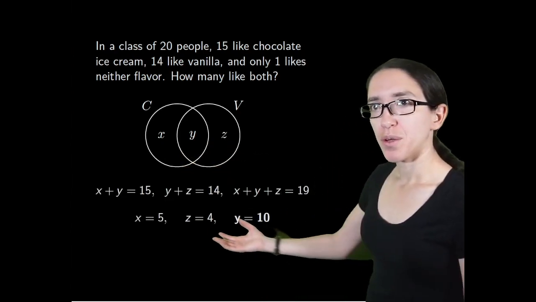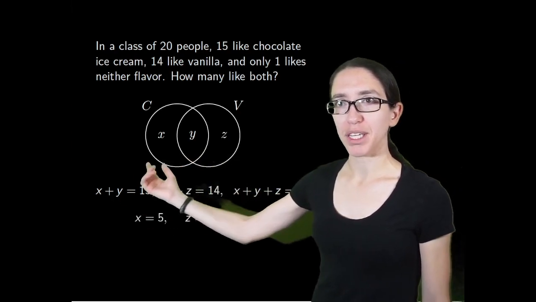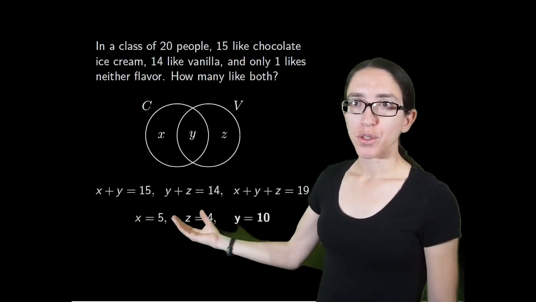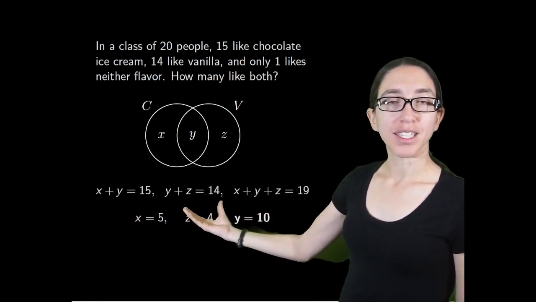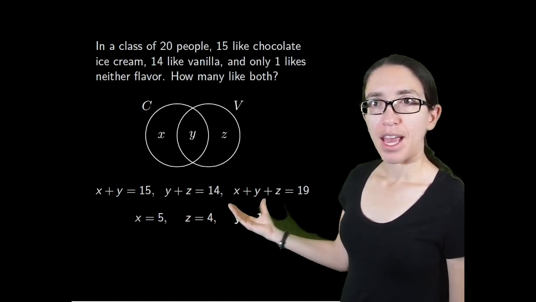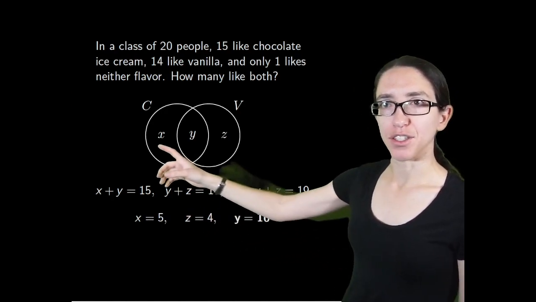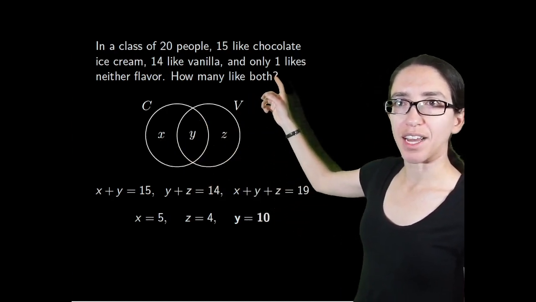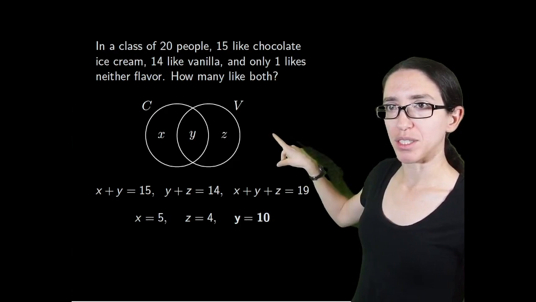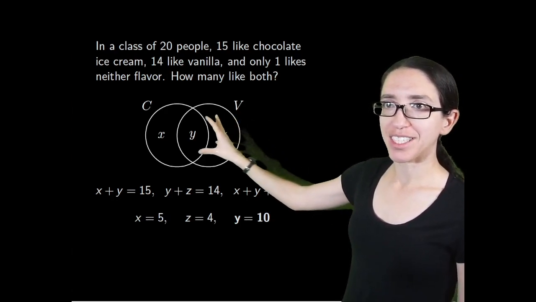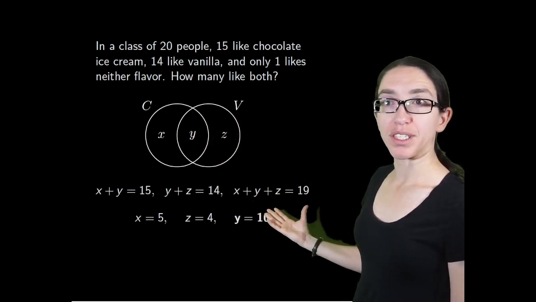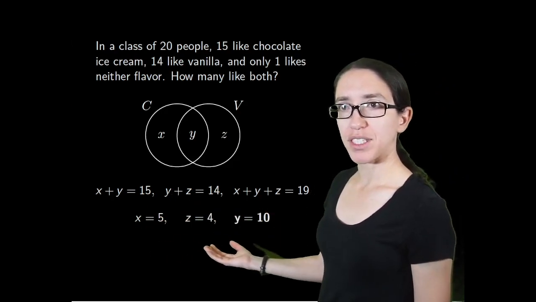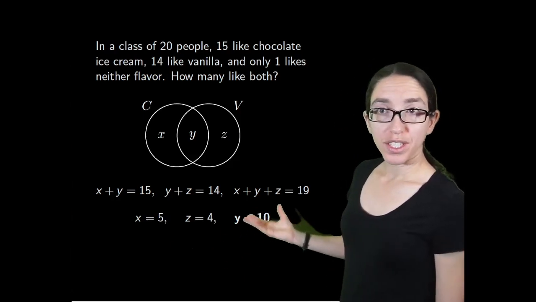So with this setup, we see that X plus Y is 15, because X plus Y is the total number of people who like chocolate ice cream, and the problem says 15. Y plus Z is the number of vanilla, so that's 14. And we know X plus Y plus Z is the total number of people that like some amount of ice cream, and what the problem says is one likes neither. So I'm imagining 20 people and one point is out here and not in any set, but then the other 19 are in these sets somewhere. So X plus Y plus Z is 19. And if you solve these equations for X, Y, and Z, you'll find X equals 5, Z equals 4, and Y equals 10. So this is one way to solve this problem.